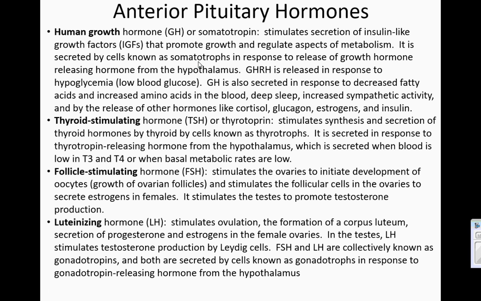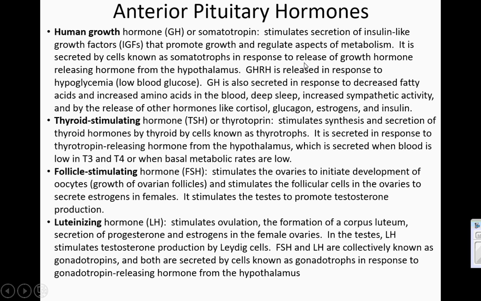The function of human growth hormone is exactly what it sounds like. It promotes growth. That's not all it does. Okay? How it promotes growth is through the stimulation of insulin-like growth factor secretion. Okay? We're going to talk about IGFs towards the end of this lecture. They promote growth through a variety of means. Another action I could say is regulating aspects of metabolism. Okay.